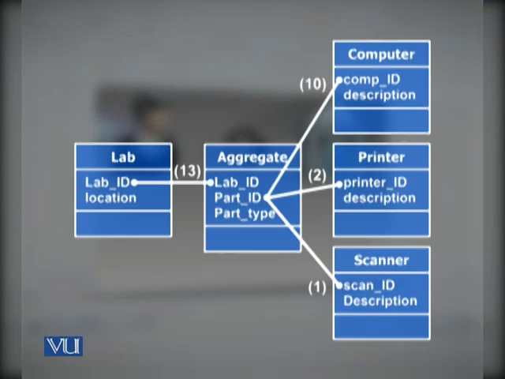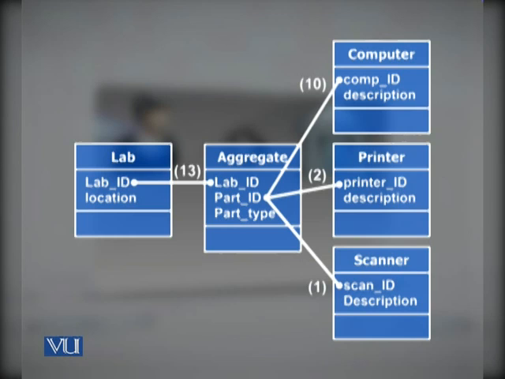That shows that all these 13 equipment are in lab 1. And this aggregate table basically implements the aggregation. See how it is non-existence dependent. Let's say we want to remove one object from this lab. What we will do is simply delete the object from the aggregate.